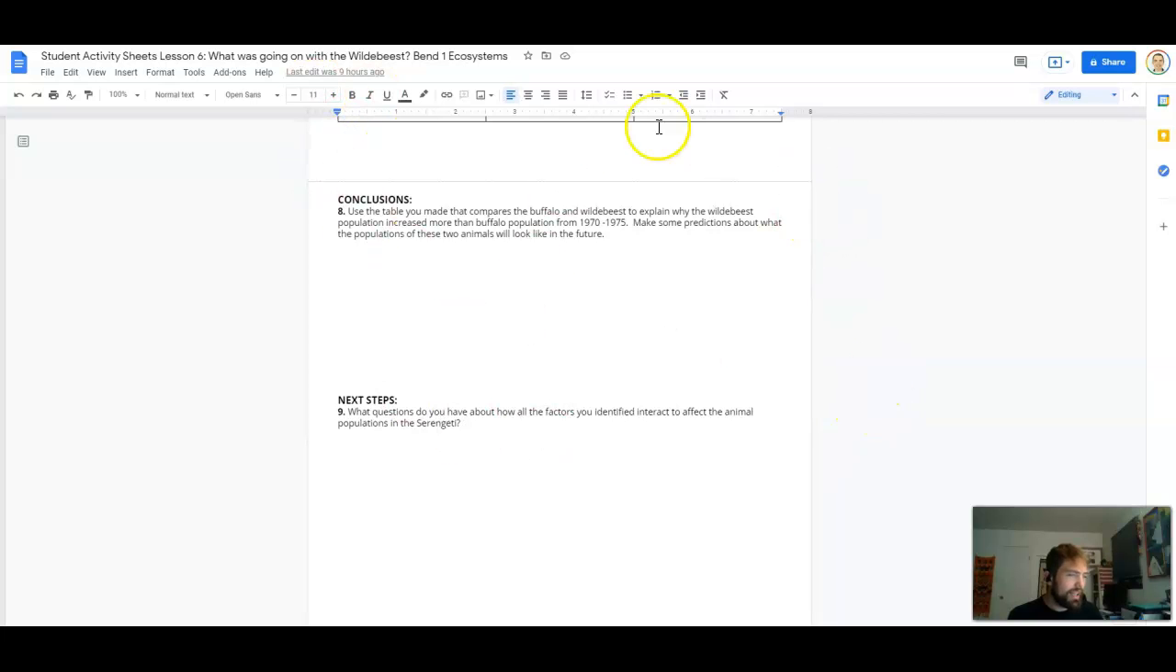And when you're done collecting all the data and information you can, I want you to take as many notes with your partners as you can about number 8. So use the table that compares the two animals and explain why the wildebeest population increased more than the buffalo population from 1970 to 1975. Make some predictions about what the population of these two animals will look like in the future. So I'm going to ask you to answer this as a mastery check in the Edpuzzle video. So you can use your student activity sheet to write down all your notes and get your ideas down and then answer it in the video.